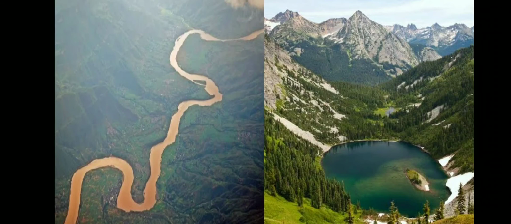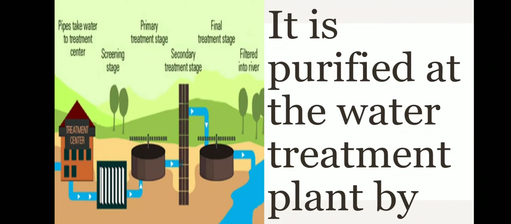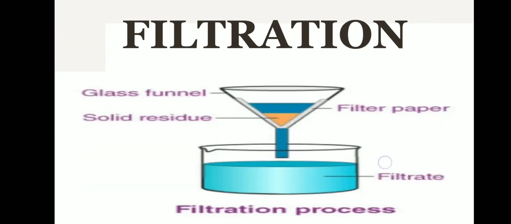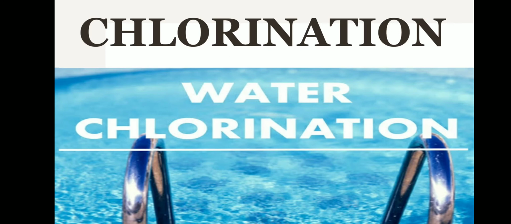Rivers and lakes. We get water from rivers and lakes, and the water from rivers and lakes is purified at the water treatment plant by methods like sedimentation, filtration, and chlorination, and the water is made fit for drinking and then supplied to our homes.